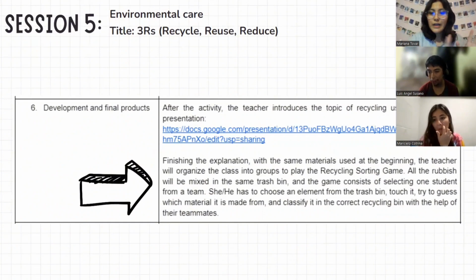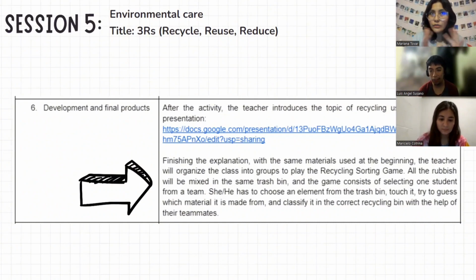First, the teacher will organize the students into groups, and each group will choose a representative who will be blindfolded and will choose from a trash bin where all the elements we used at the beginning will be. It means the paper, the can, the bottles. All these elements will be mixed in the same trash bin, and the selected student will be blindfolded, and he or she will have to choose one element from this trash bin.